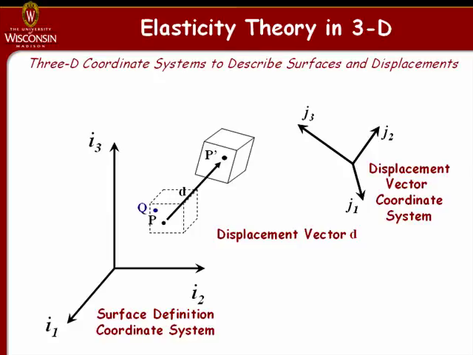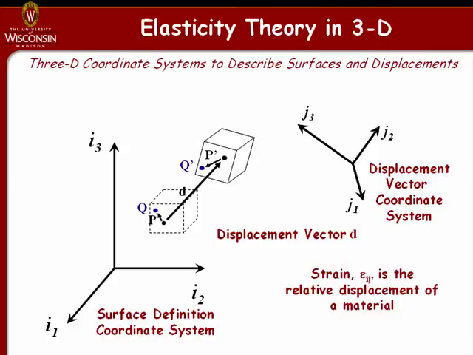We need to think about pairs of points and ask what happens to the pair of points as the object is deformed. To do that, we define, again, displacement vectors and consider the relative displacement of 2 points on a surface. And that is a measure of strain. Strain is the relative displacement of the material.